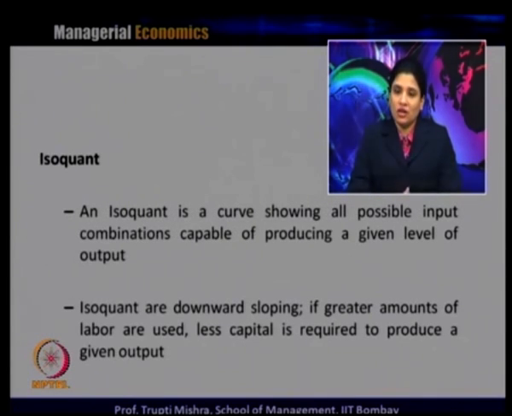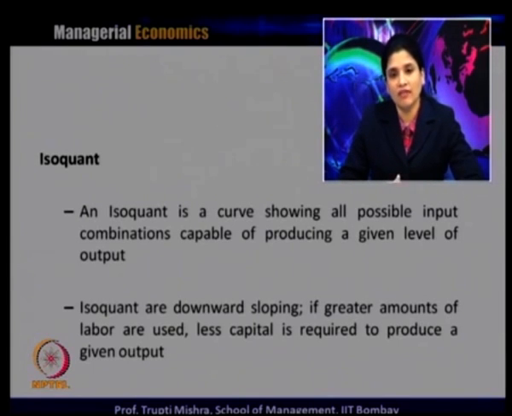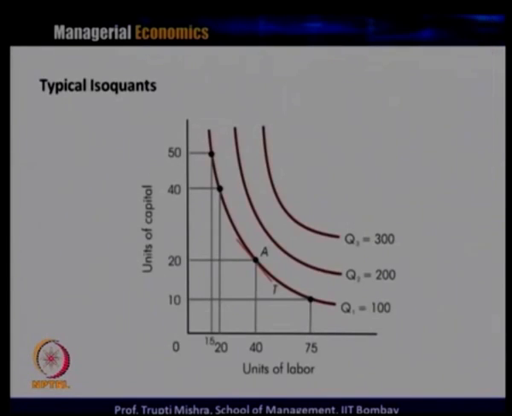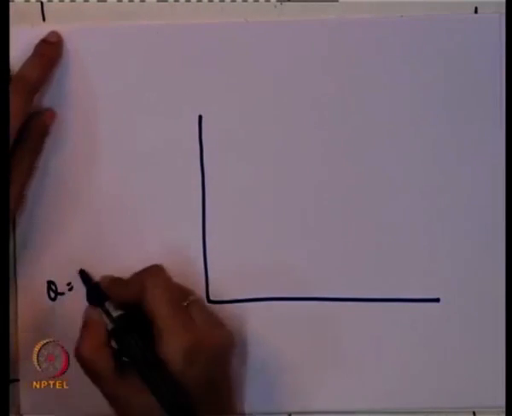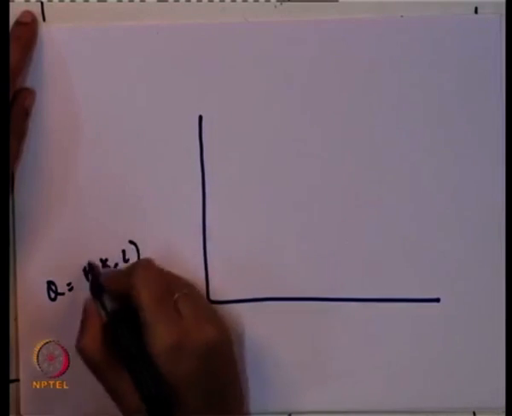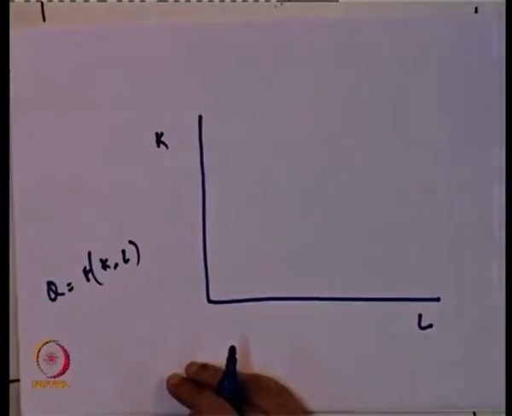An isoquant is a curve showing all possible input combinations capable of producing a given level of output, and isoquants are downward sloping. If a greater amount of labor is used, less capital is required to produce the given output. So now, let us find out how the isoquant is developed. Suppose our production function is Q, which is a function of capital and labor. Let us take labor here and capital here.